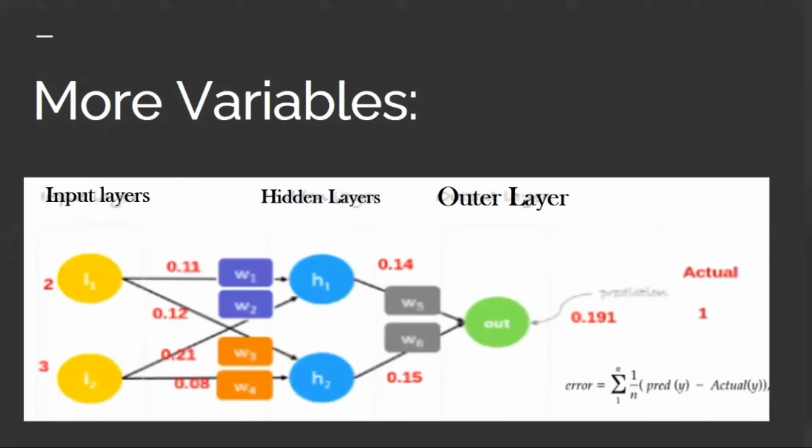Here is an example of backpropagation consisting of many variables. You can see there is more than one input. After concatenating these inputs with weights, they are passed to the hidden layers, and then from hidden layers, after concatenating with other weights, they are passed to the outer layer, and from the outer layer we get our predicted value, which is 0.191, but the actual value is 1. So to find the error, we use the formula which is given below.